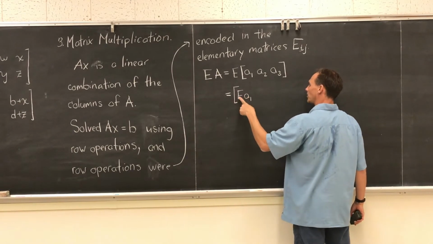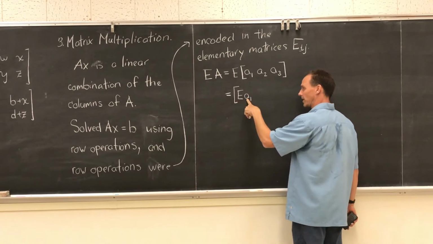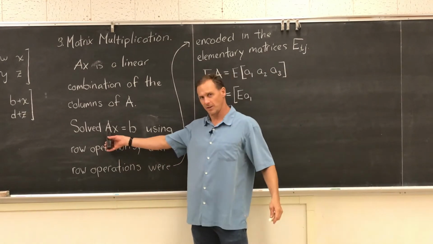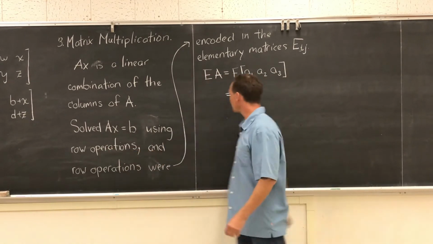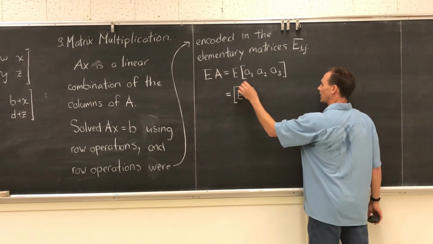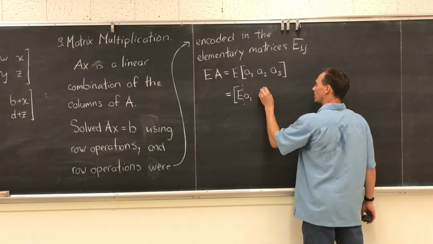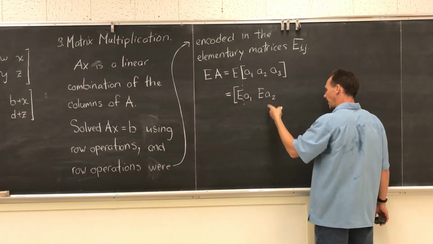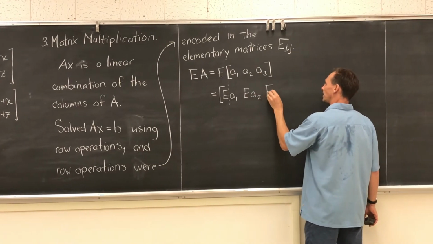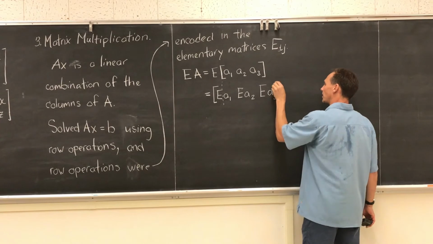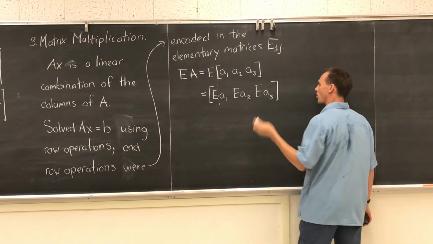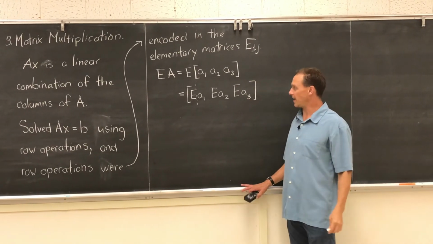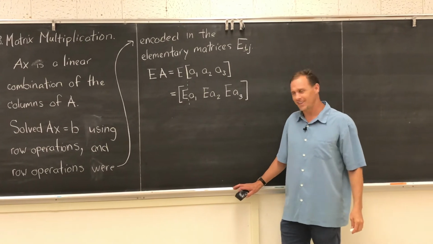In other words, it was just the matrix on the left times the vector on the right. So we had EA1. This gave us our new column vector. Then we had EA2 to get our second column vector. And finally EA3, and that gave us our third column vector.